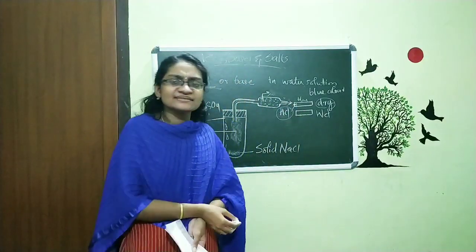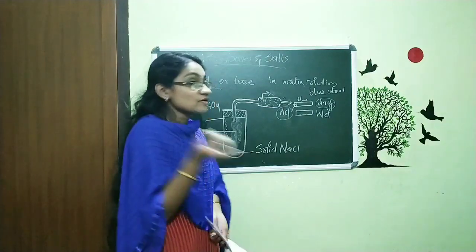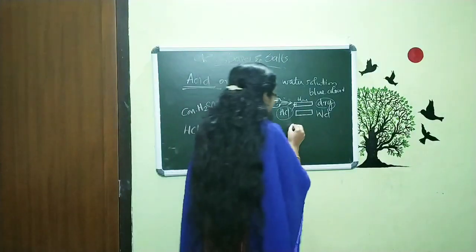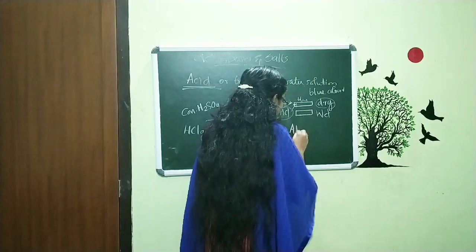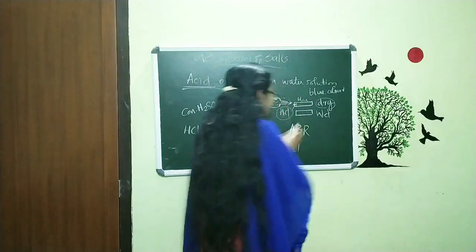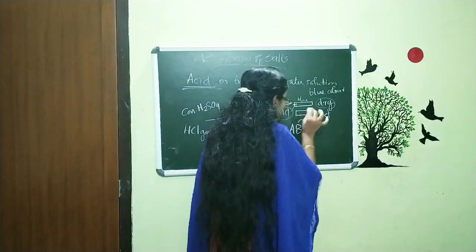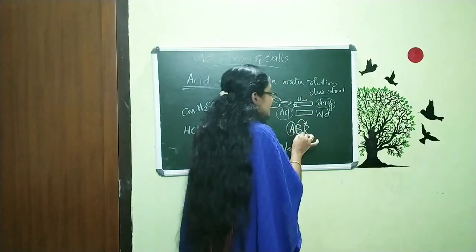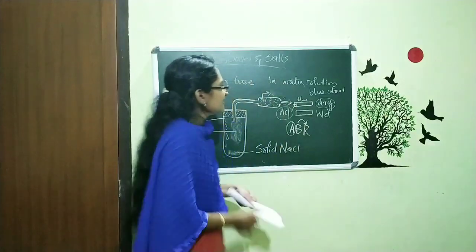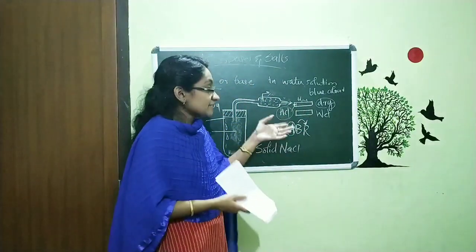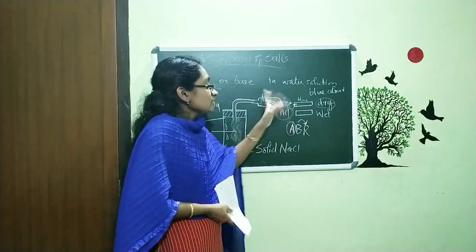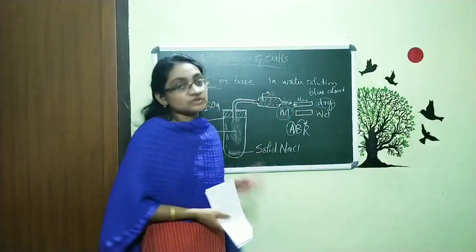Why did I say it like that? The reason is this: we already studied the litmus paper rule. If it is acid, the blue litmus paper will turn red. And here you can see there is no color change. That means we can say no acid behavior is shown.